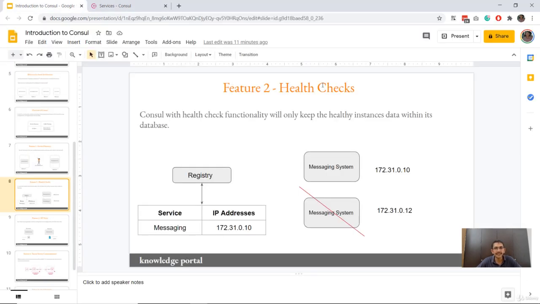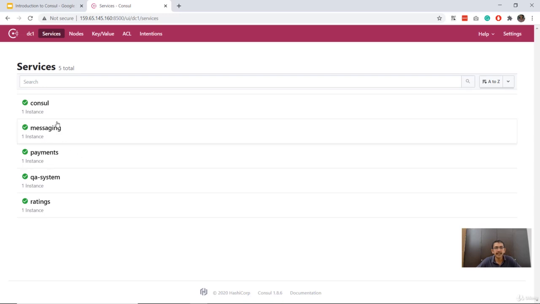The second feature is health check. What that basically means is that if the application of the messaging system is not working due to some reason, Consul will not return the applications that are not functioning well. So that is the health check.